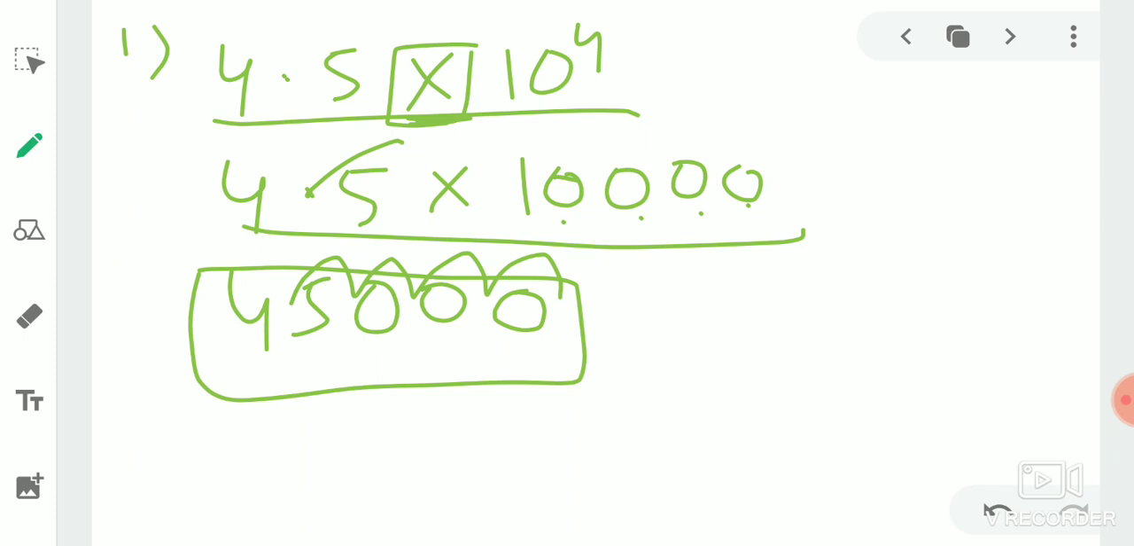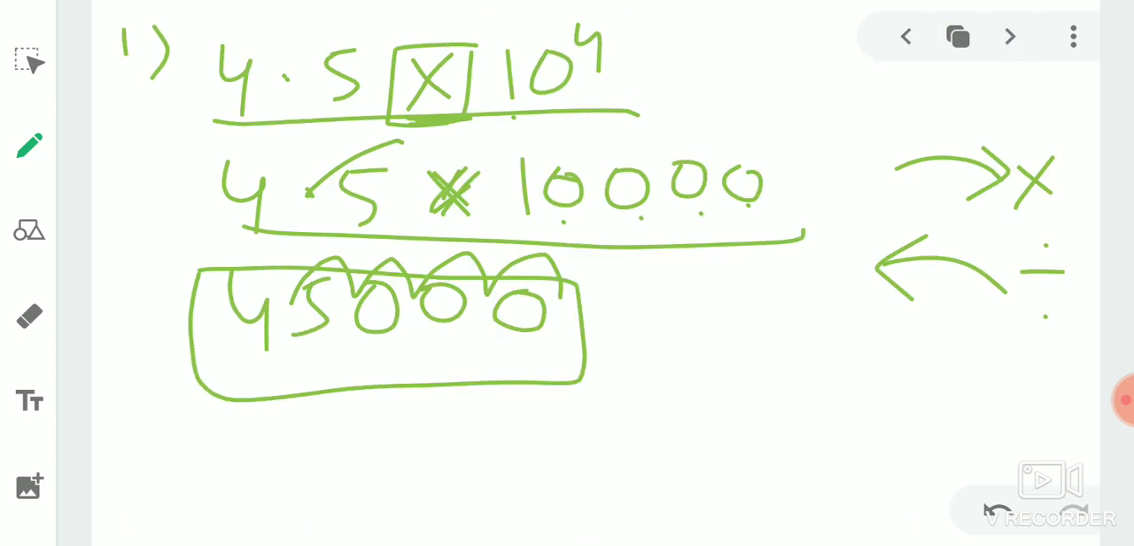I have multiplication here, so I have to right shift. If the question is in the standard form and you have to convert it into the usual form, if there is multiplication you will take the right shift. If there is division you will take the left shift, the opposite of this.